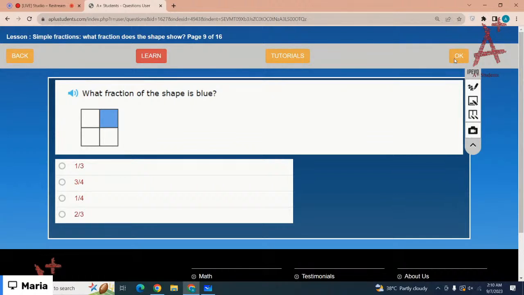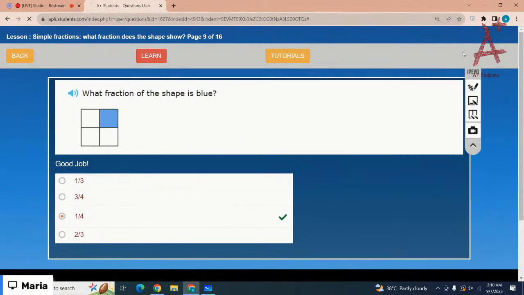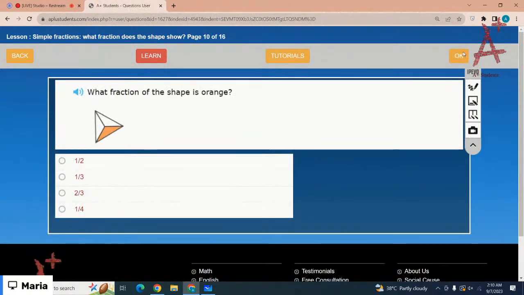The shape has 4 equal parts. Yes, that would be 1 out of 4. 1 out of 4 is blue. What fraction of the shape is orange?